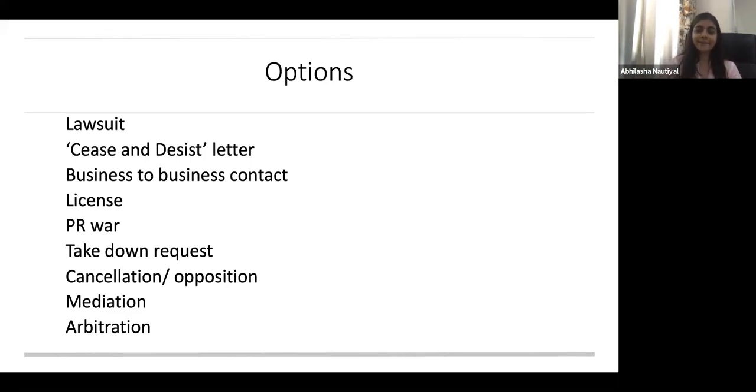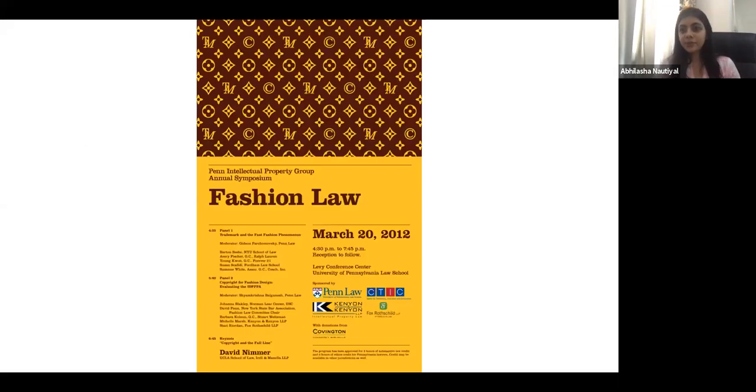Just to give you an example, and this is an example which is often quoted on being a test case, or being an example really in what should be the tenor of a cease and desist letter and in what cases should you send it. So this is a pamphlet or a flyer that was made by the Penn International Intellectual Property Group, which is a part of UPenn Law School, Penn Law. And so this was a symposium organized by students and by faculty of Penn Law in the US.